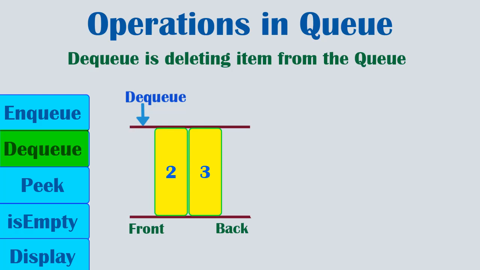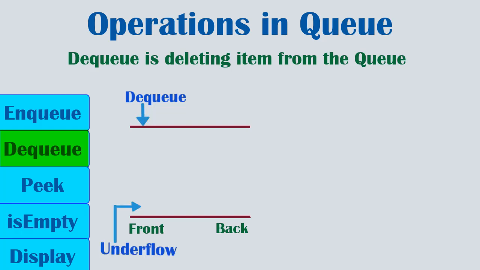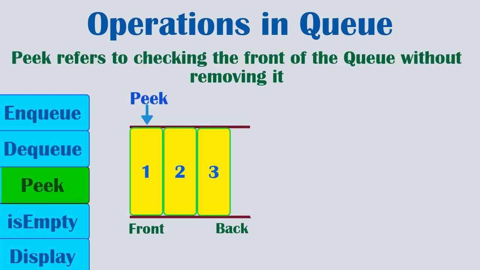Next is Dequeue operation. Dequeue is delete operation. It deletes the element from the front of the queue. Now if the queue is empty and you still try to remove an item, then that situation is called underflow. Next is peek. It refers to checking the front of the queue without removing it. It is also called inspecting the queue.